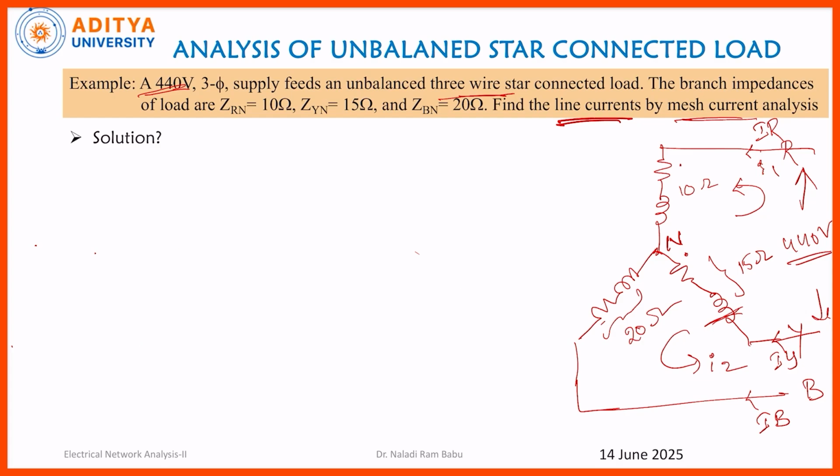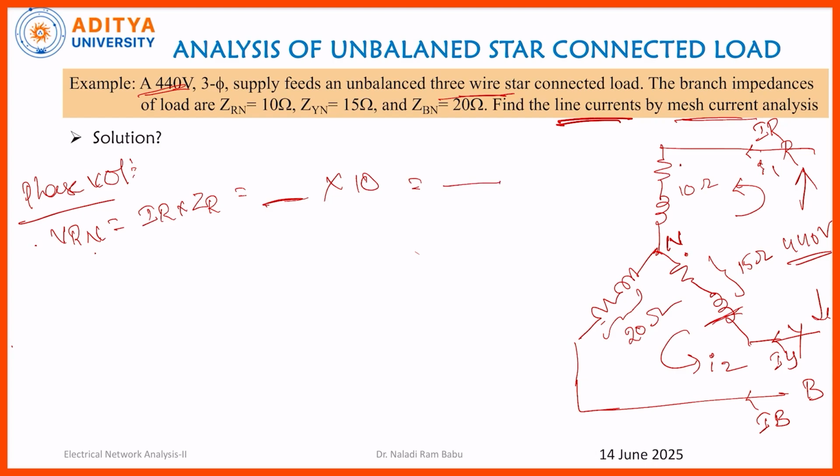Okay, let's start with the calculation of phase voltages. First phase is VRN. Therefore VRN is given by IR into ZR. From the previous section we know I1 is equal to IR, so we got the value of IR, and the ZR value is already given in the numerical. Calculate it and write down the values.